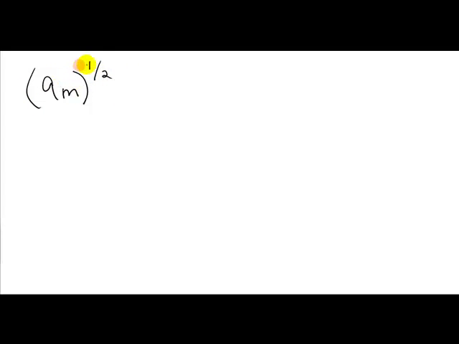So we have 9m, and the half is touching the parentheses, so everything will go under the square root. Now I can only simplify this 9, so it comes out as 3, but then I'm left with that m inside.